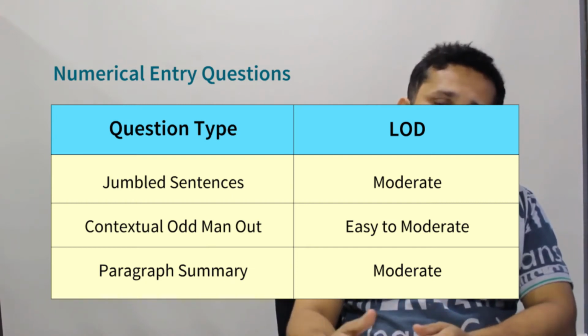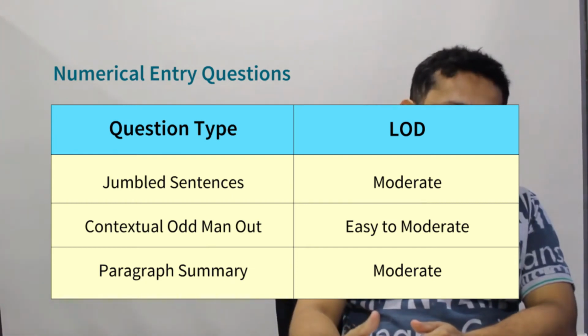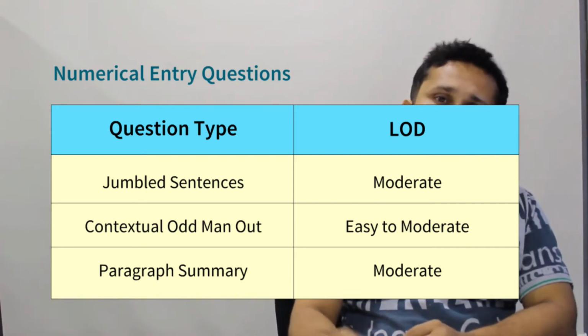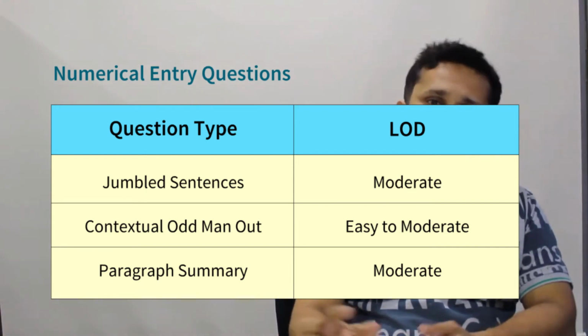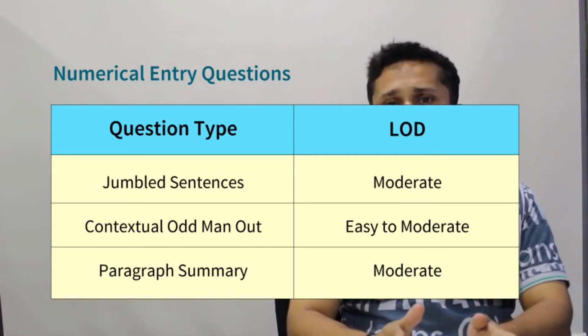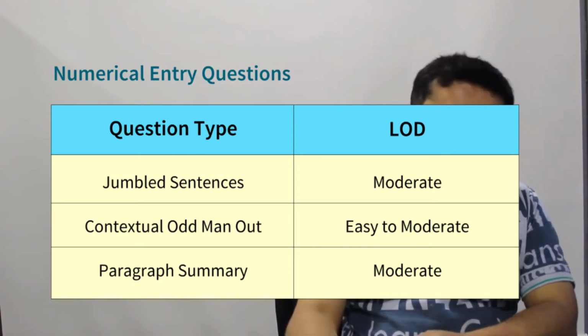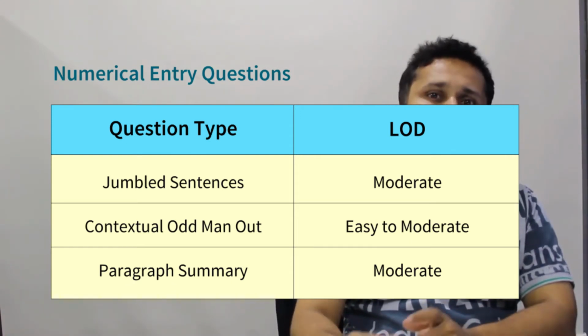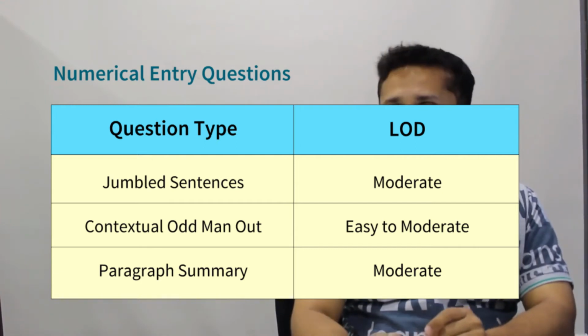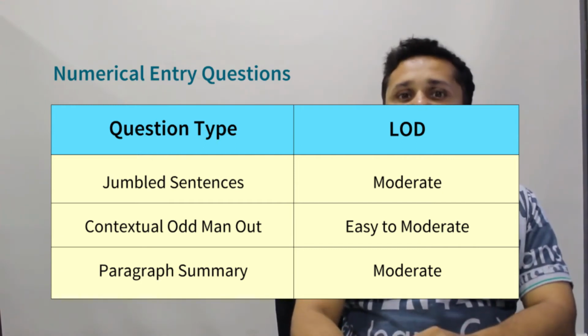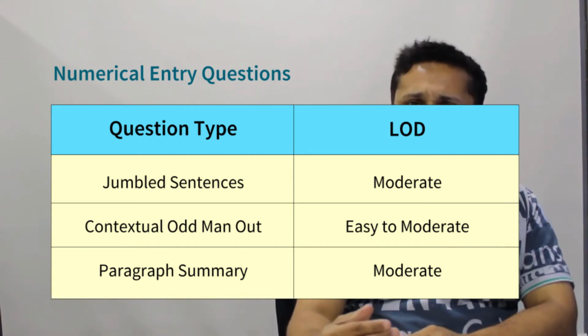Coming to the non-RCs, out of the 10, you had jumbled, contextual odd man out and para summary. The strange part here was that the contextual odd man out questions were the easiest of the lot, which is generally not the case. But here they were the easiest of the lot compared to the others. Again, in jumbled sentences and in para summary, you had one or two questions here and there which were easy. So with smart identification of questions, there were easily 3 to 5, so let's say 4 questions that you could have answered correctly with a lot of assurance in this part.